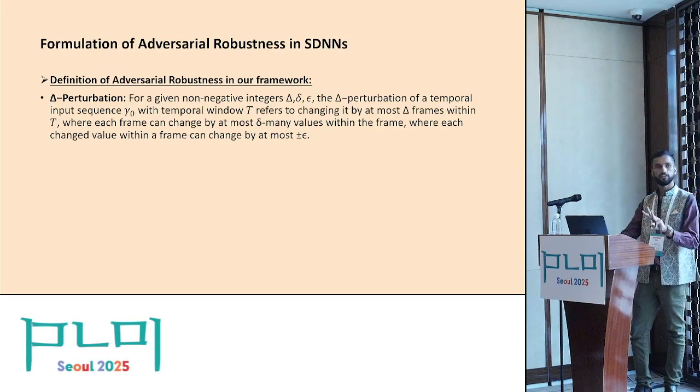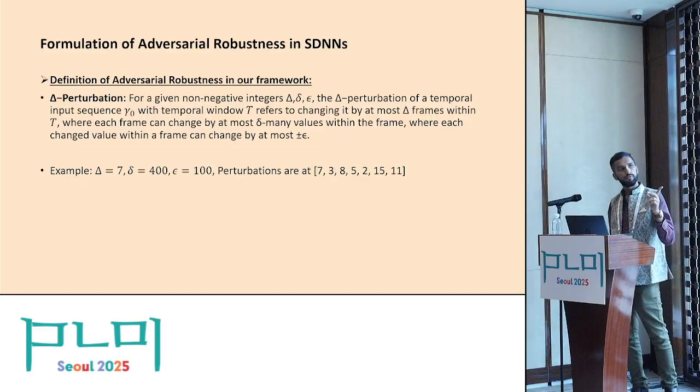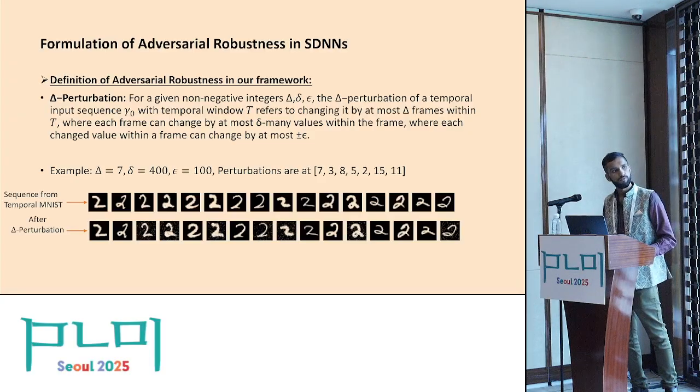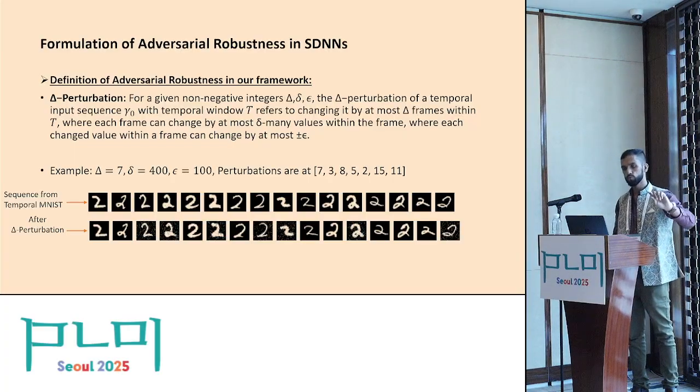So basically we have three parameters: capital delta, small delta and epsilon. So for example, if capital delta equals 7, small delta equals 400 and epsilon equals 100, this is the original sequence from the temporal MNIST. After perturbation, this goes to this, and the perturbations are at indices 7, 3, 8, 5, 2, 15 and 11.